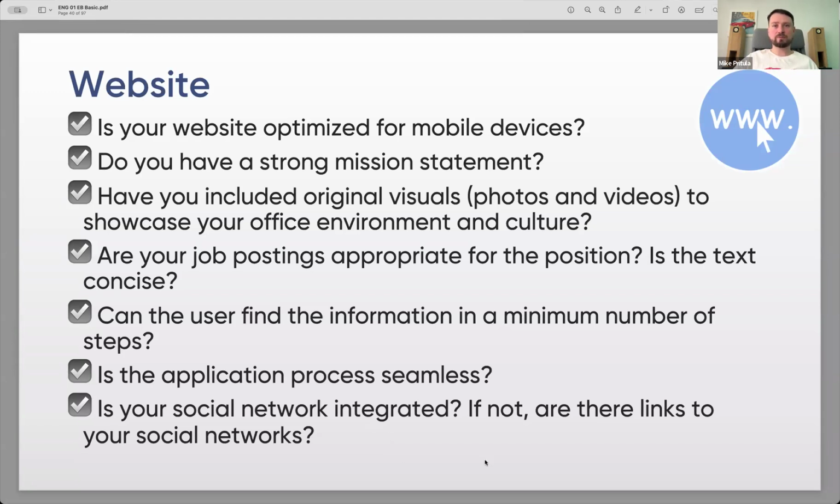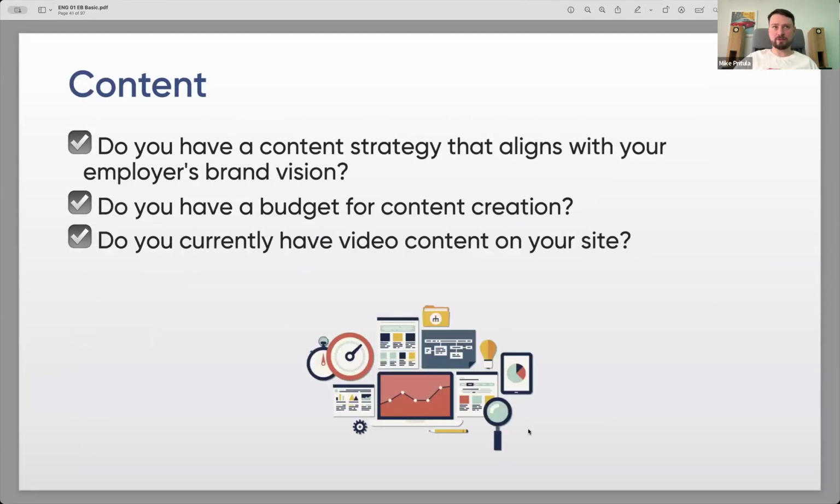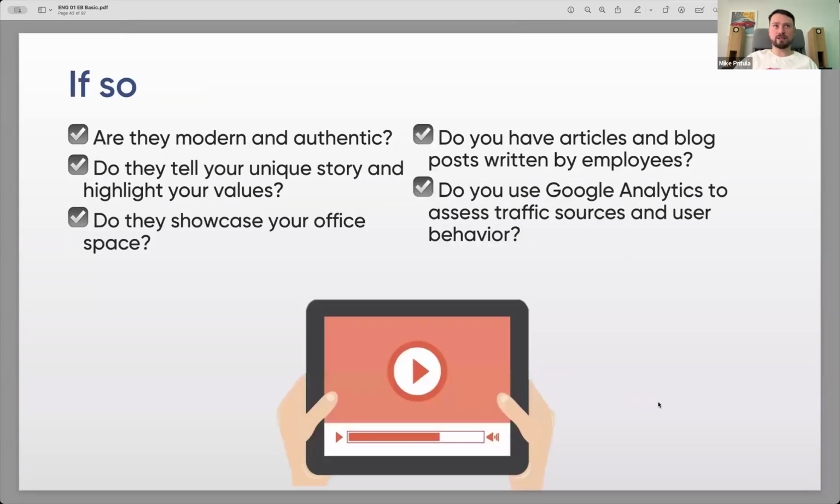Is the application process seamless? Is your social network integrated? If not, are there links to your social networks? Now about content. Do you have a content strategy that aligns with your employer brand vision? Do you have a budget for content creation? Do you currently have video content on your site?